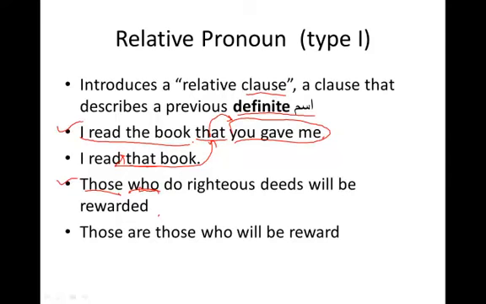How about here? Those are those who will be rewarded. This is trying to confuse you, but the first one is demonstrative. The second one is relative, and this relative pronoun is describing this demonstrative pronoun with a full clause. Okay, so just to make sure you have everything right, go back to the sentence because it's the same word used twice.